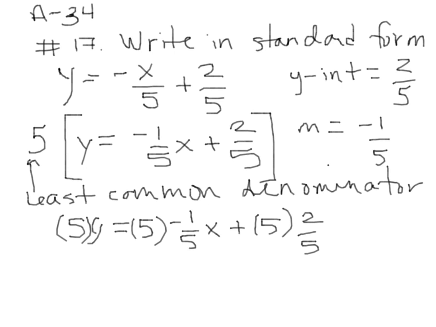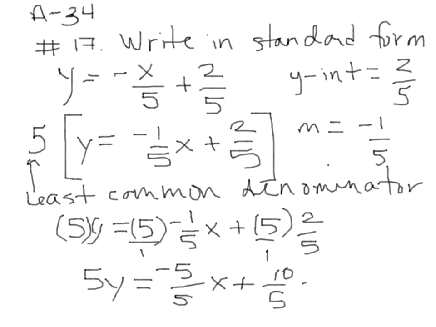Well, if it helps, I can write my 5/1 here. And you can see when all is said and done, I get 5y is equal to, and then if I multiply my numerators, this is going to give me a negative 5, and if I multiply my denominators, I get 5/5x plus, and then this one gives me 10/5. And I can rewrite that as negative x because I have negative 5/5, which is a negative 1, times x gives me a negative x plus, and then 10/5 is 2.